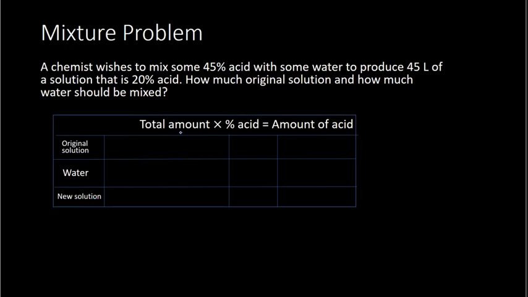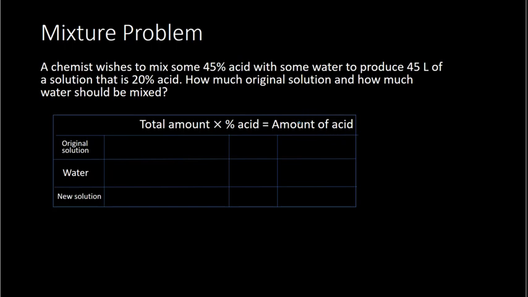For the column headings, we have the total amount of whatever we're dealing with, so total amount of the original solution or total amount of water. Multiply that by the percent of acid. All right, so percent of acid would go here, equals the total amount of acid.